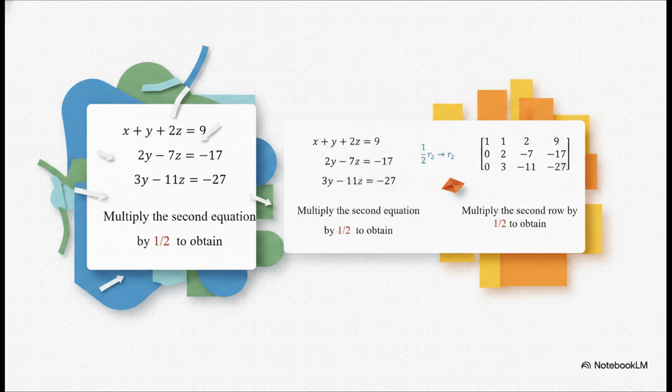The positions alone tell us which variable they belong to. The first column is x, the second is y, the third is z, and the right side of the vertical line holds our answers. Notice that if we need to adjust an equation, say by multiplying the second equation by 1/2, we simply multiply that entire second row by 1/2 in our matrix. It's clean, it's organized, and it is ready to solve.